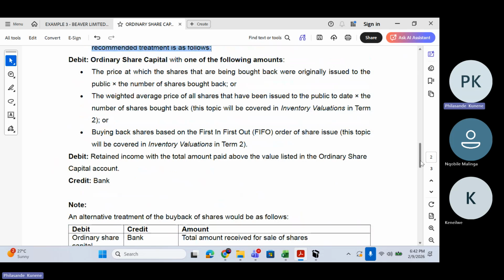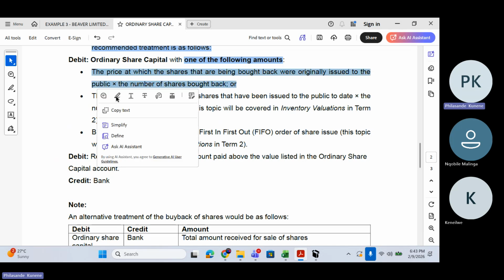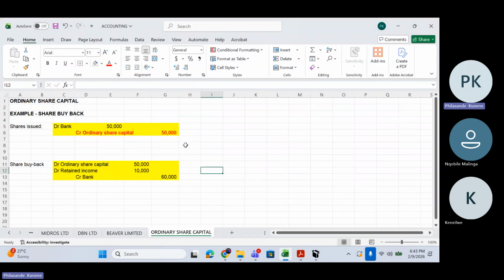So they're saying the recommended treatment is as follows. Debit ordinary share capital with one of the following amounts, right? The price at which the shares that are being bought back were originally issued to the public times the number of shares bought back. So this is what we did here. This is the 50,000 that we just debited here.